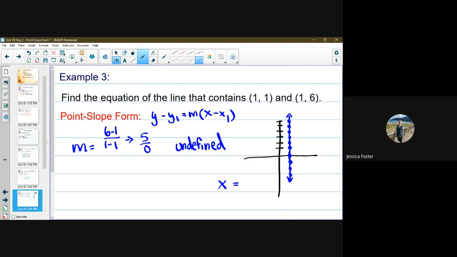x equals, and then what are your x values? What are you going through? In this case, it's x equals 1. So this would be how I write the equation for an undefined graph. Versus if it was a horizontal graph, so let's say I had a graph like this, horizontal, well, that's a slope of 0. So when you have a slope of 0, it's y equals instead of x equals. So in this case, it'd be y equals 1. But that's if I had a horizontal graph versus a vertical graph. All right, here you go.